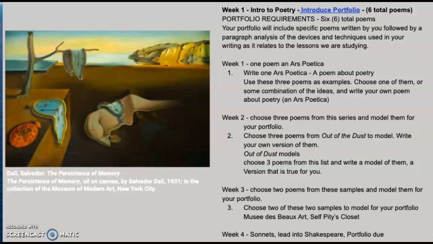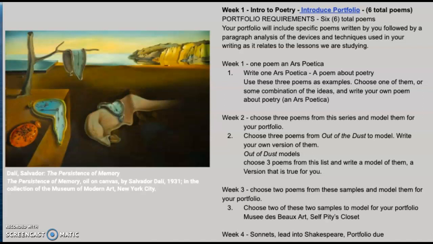During week 2, we're going to study some selections from a poetic novel called Out of the Dust. Out of the Dust was written about the Dust Bowl and the Great Depression. We'll choose 3 poems from the list of the selected poems, and you'll write a model of each of them, a version that is true for you. After you write your own poems, you'll follow that with your own analysis of your poetry. Week 3, we're going to look at 2 poems specifically, Musée des Beaux-Arts by Auden and Self-Pity's Closet. I'm also going to sneak in one of my favorite Maya Angelou poems, Life Doesn't Frighten Me at All. And in our last week, we'll work on sonnets. Sonnets are going to lead us into our unit on Shakespeare, where we study Romeo and Juliet.